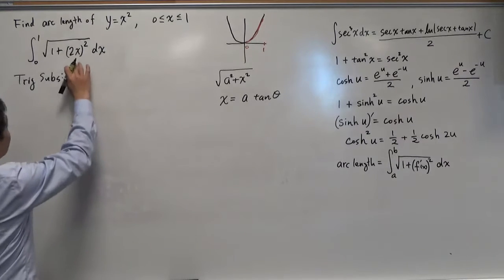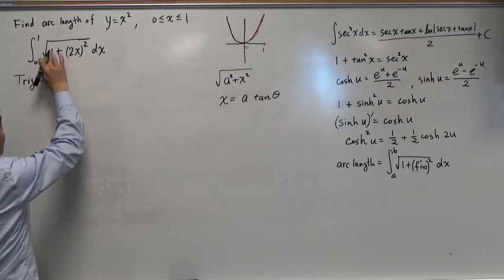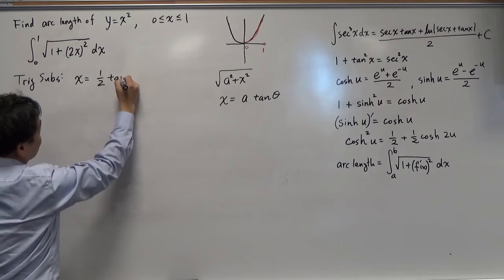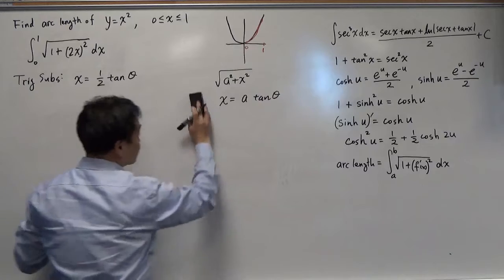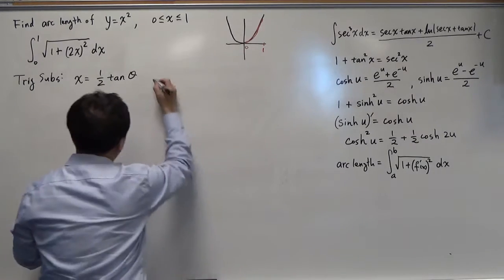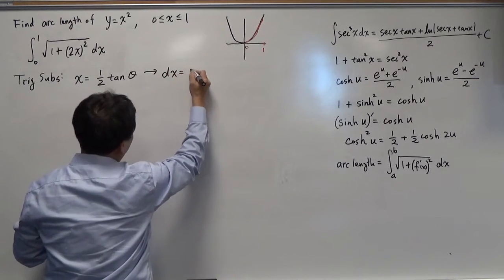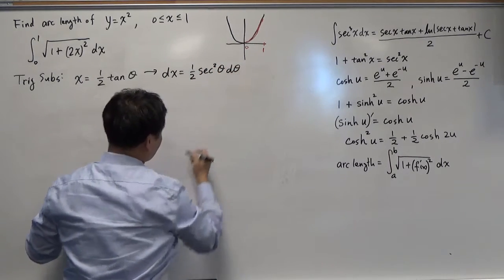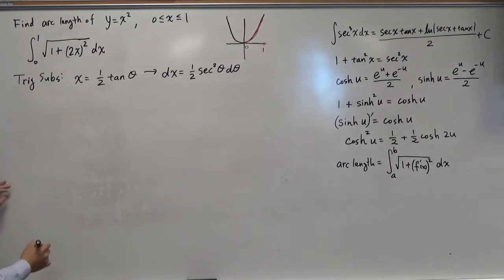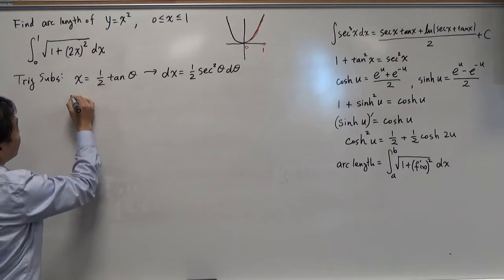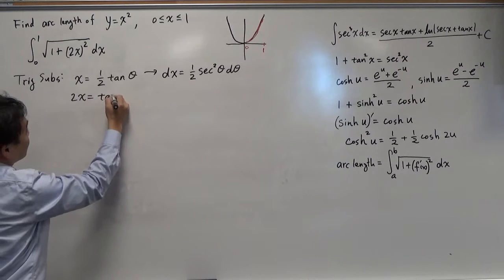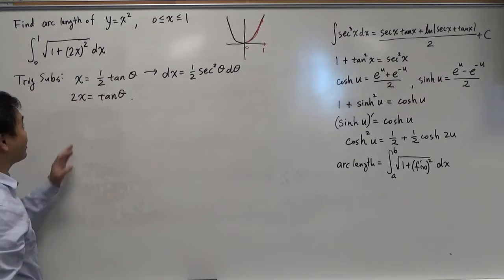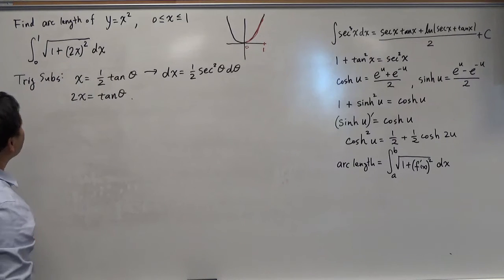So because I want this to be tangent squared plus 1, we will take x to be half of tangent of theta. That makes the derivative, dx, equal to 1/2 secant squared of theta d theta. That's the derivative. Also, 2x is just tangent theta. That means this will become tangent theta as we want, so that the entire thing will become secant squared.